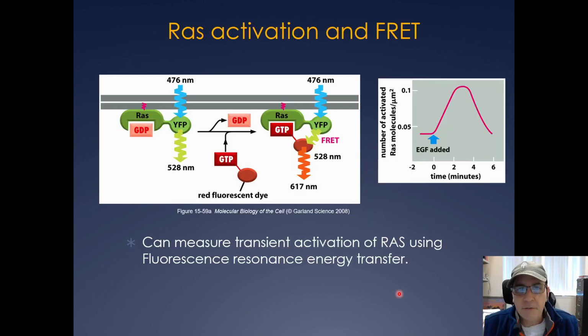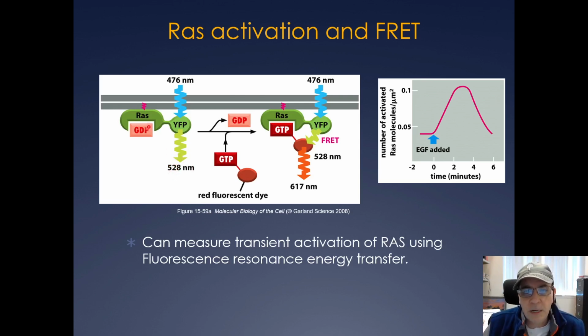So you can follow RAS activation using a technique called FRET, for fluorescence resonance energy transfer. The way FRET works is, first of all, you fuse RAS to a protein like YFP, yellow fluorescent protein, and you can excite that protein with one wavelength of light, like 476 nanometers, and then it will emit at a different wavelength, 528.